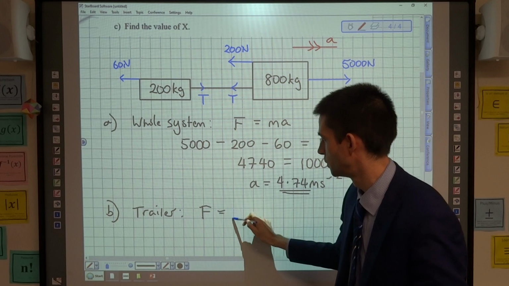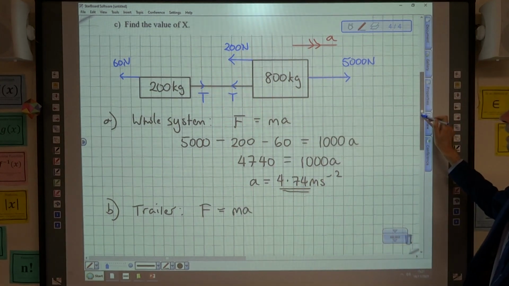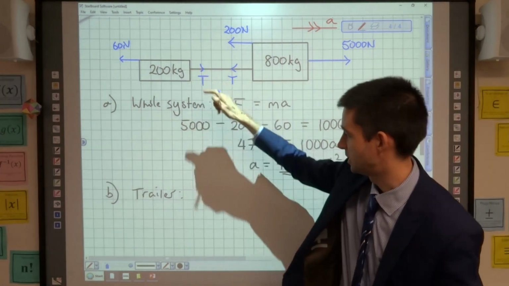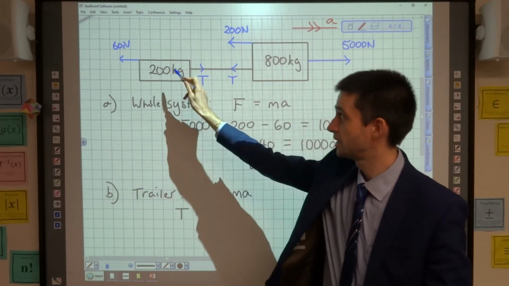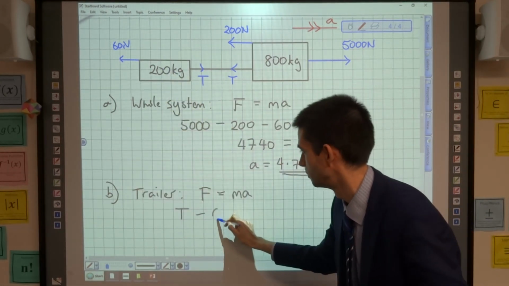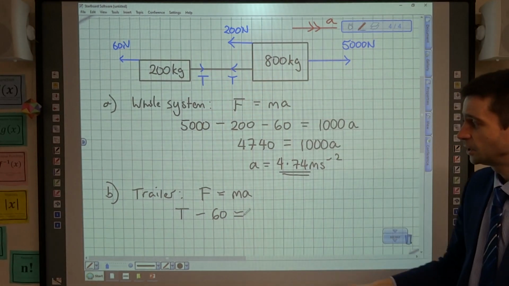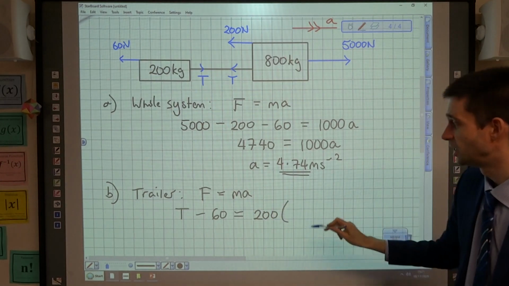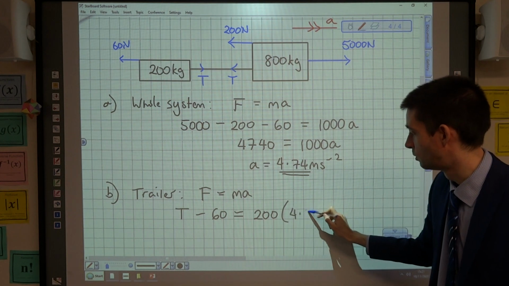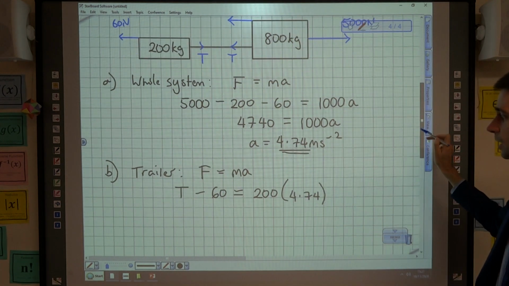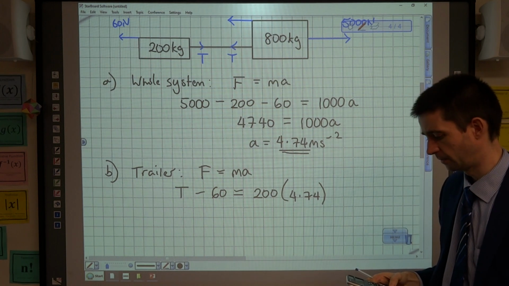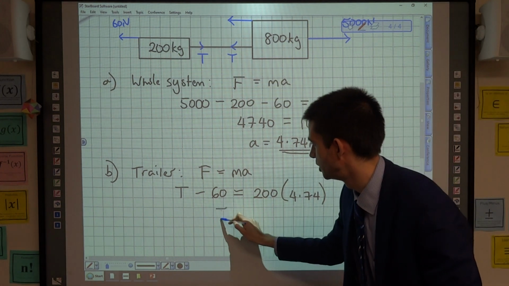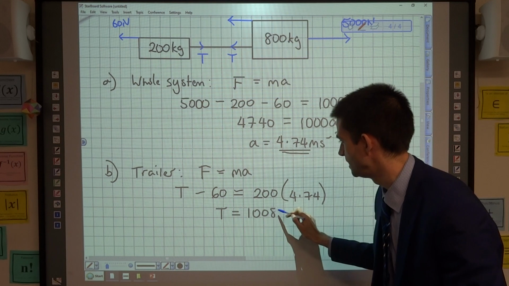again I'm going to do resultant force equals mass times acceleration, and now I only need to consider the forces that are acting on the trailer. So in the positive direction, that's this tension, and in the negative direction opposing the motion, it's the 60 newton resistance force. And that is equal to the mass of just the trailer, so 200, multiplied by acceleration, which we now know from part A is 4.74. So if I multiply 200 by 4.74 and add on 60, I get the tension in the tow bar to be 1008 newtons.